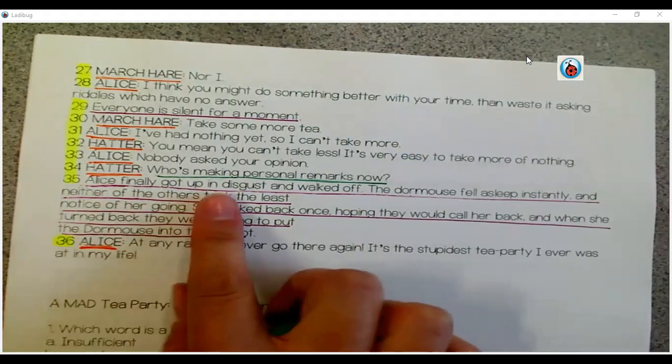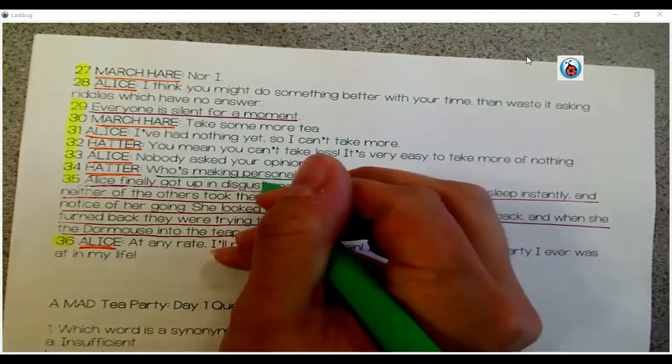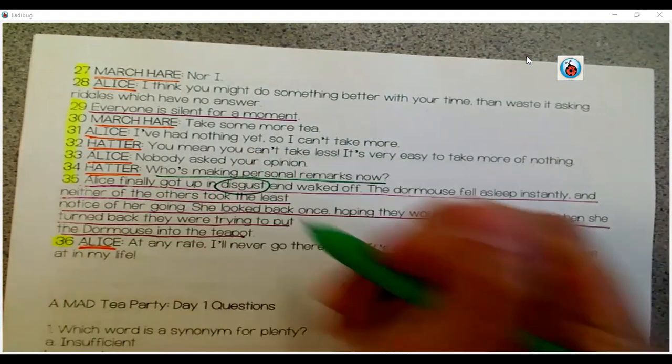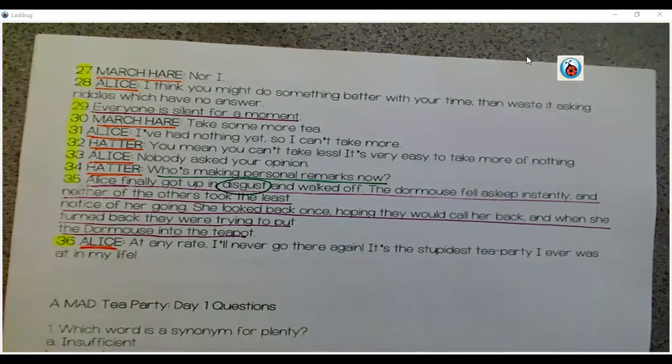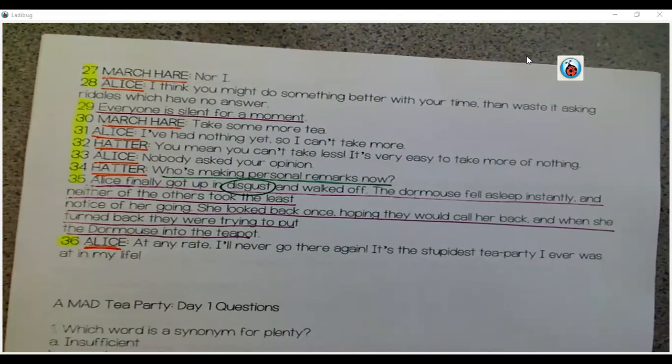Alice finally got up in disgust. So disgust, I know, means disgusted, like being unhappy about something, offended almost. Alice finally got up in disgust and walked off.